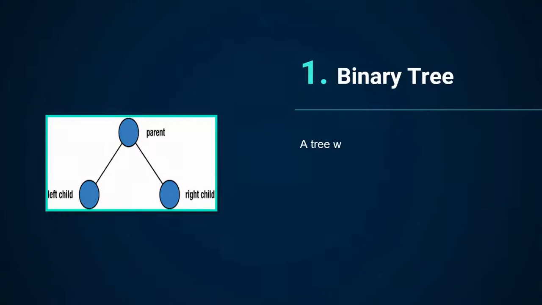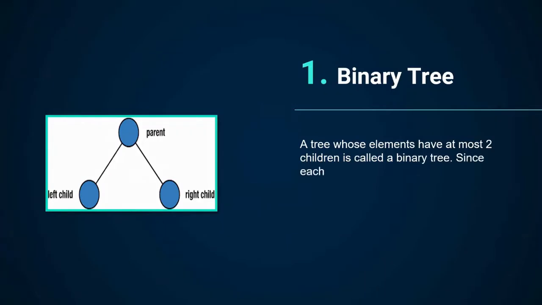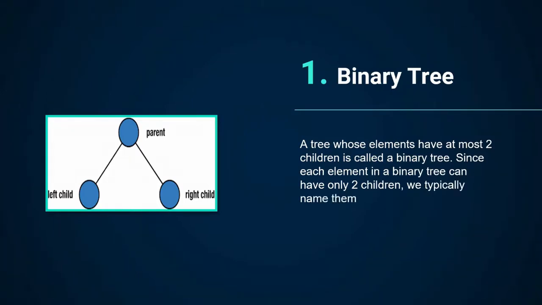First point is what is a binary tree. By looking at the photo we can get a clear idea about what is a binary tree, and its definition is: a tree whose elements have at most two children is called a binary tree, and basically we name them the left child and right child.